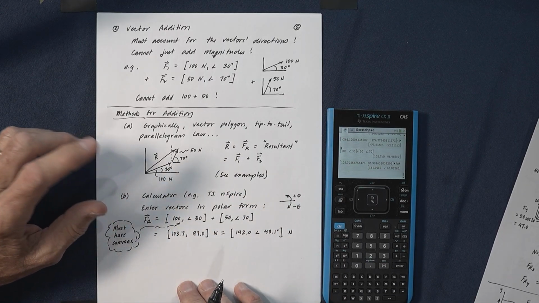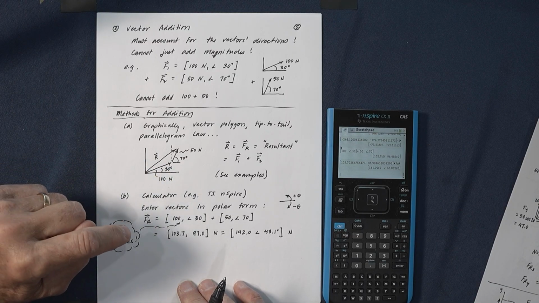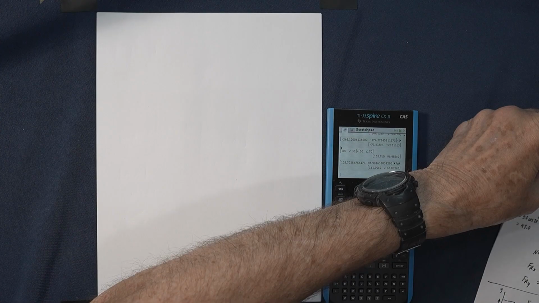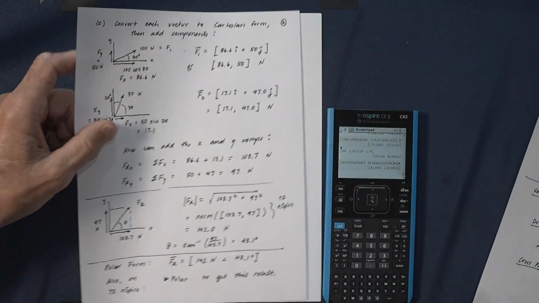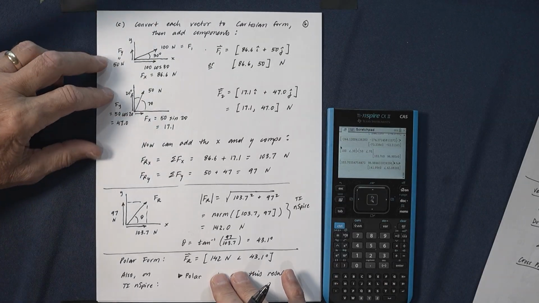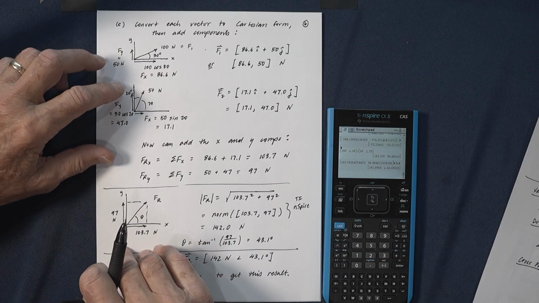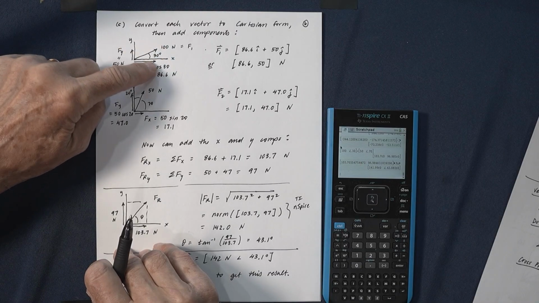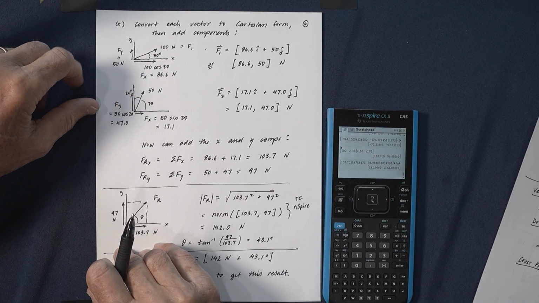And so methods for addition, I can do it graphically, which you need to be able to do. You can use your calculator just in polar form. A third way that you can add vectors: if you have a vanilla calculator, a standard scientific calculator, then you have to do it this way. Basically, if you take each of these vectors, given as a magnitude and an angle, you have to convert them to x and y components.